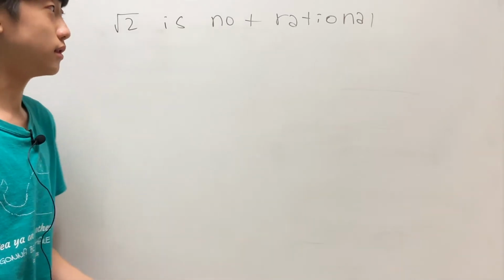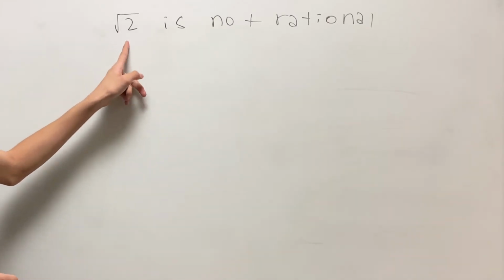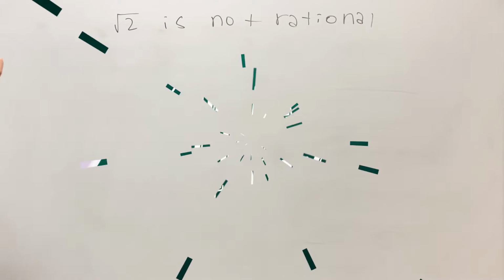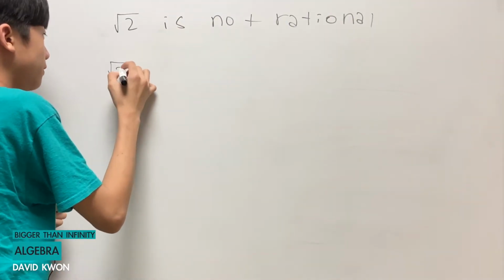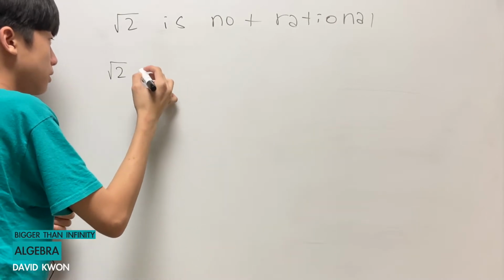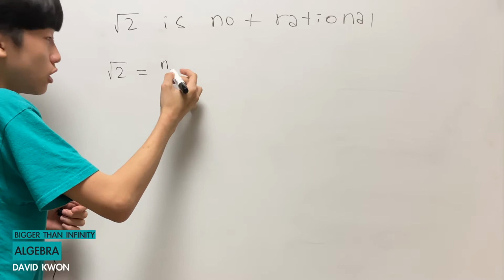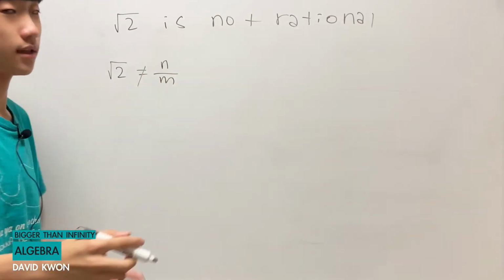Hello everyone, and today we are here to prove that the square root of 2 is not rational. So what does that mean? It means that the square root of 2 cannot be expressed as a number divided by a number. It cannot be expressed like that.